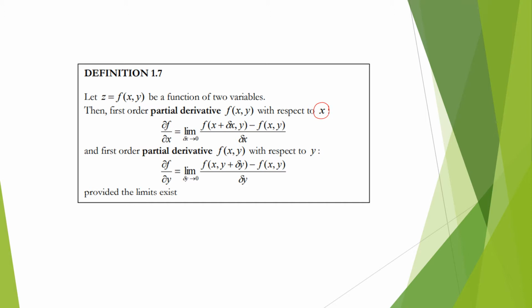We have x here, so we also have dx here. So we have delta x here, and we also have delta x here. Delta x represents the small changes of x value. The same goes for partial derivative of f with respect to y. Here we have dy, and here we have delta y in our definition, also delta y here.